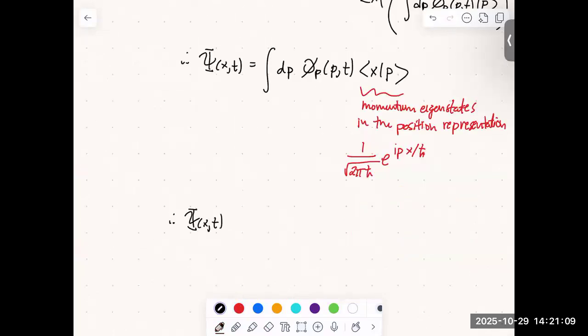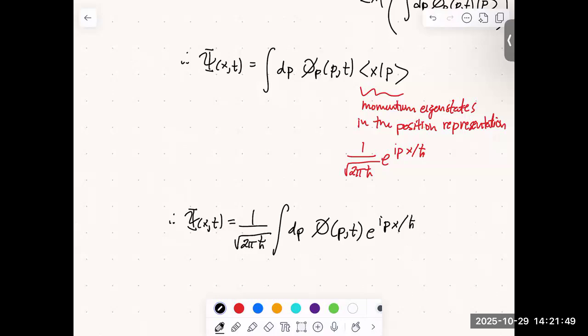And so therefore, psi of x, t is going to be, let's see, we have a 1 over 2 pi h bar, and then we have an integral with respect to momentum. Then I'll write my phi of p, t, our momentum space wave function. And then we have our exponential factor, e to the i p x over h bar. And that's it.